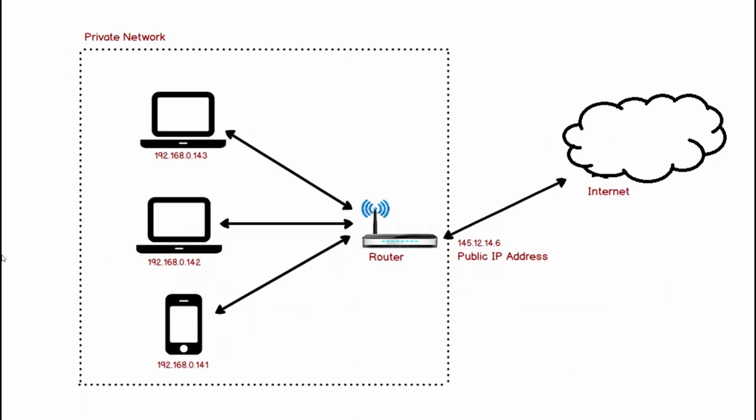Let's come to this diagram. Here, the computers have private IP addresses, like 192.168.0.143, then it comes to the router.